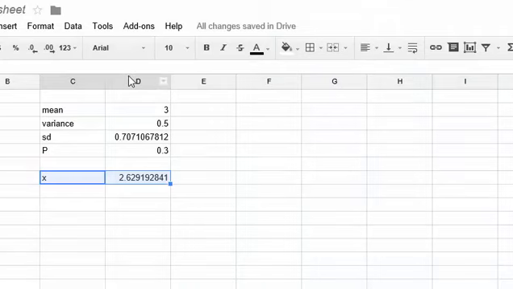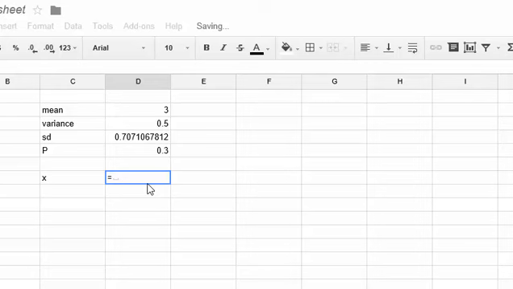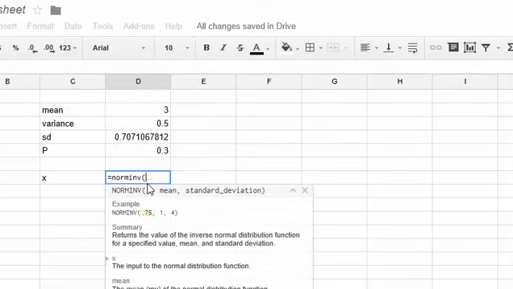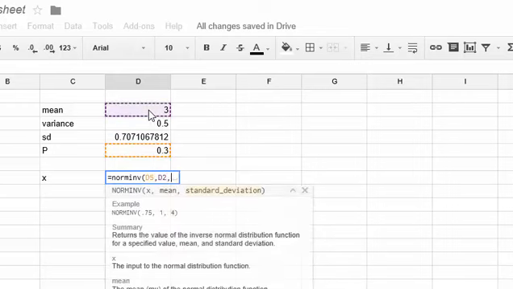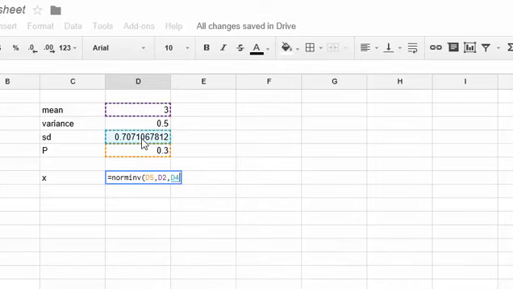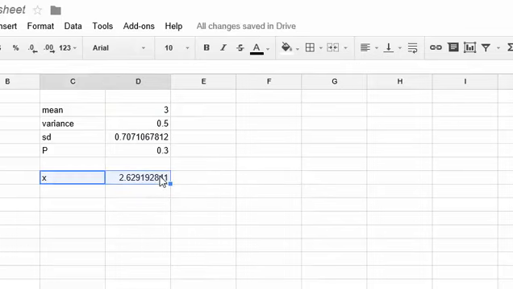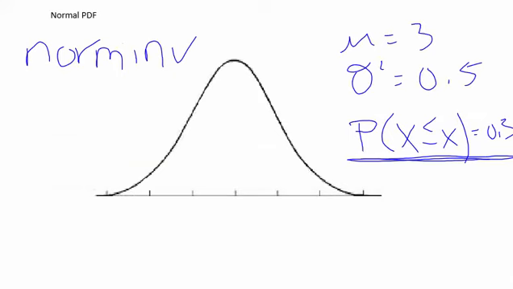So let's do that in Excel. I've already put in our mean and our variance. I solved for the standard deviation just by taking the square root of the variance, and I put in our value of probability. Using that norm inverse function, which I'm going to redo for you, you type in NORM.INV, and then you put in 3 different values. The first one is our probability, 0.3. The second is our mean, and the third is our standard deviation. Then it tells us what that value of x is. So let's look back at our graph. What we found was that x was equal to 2.63, which is about there.